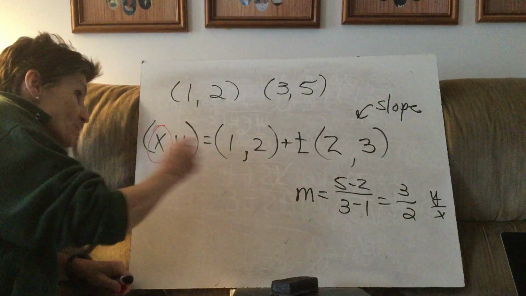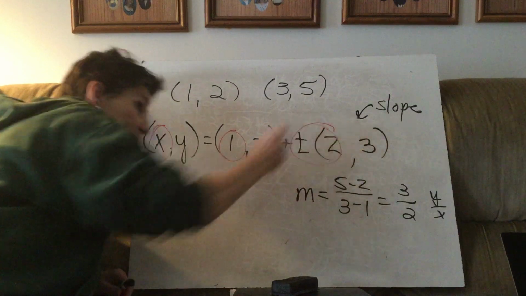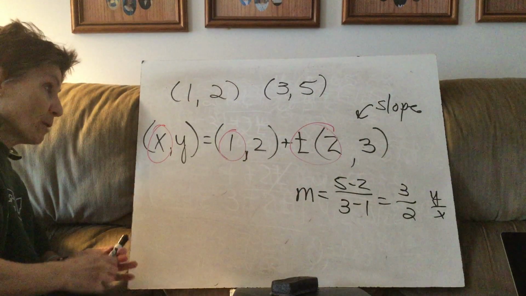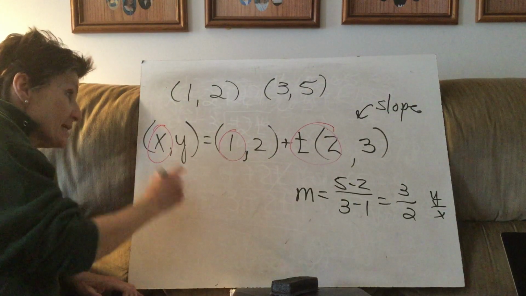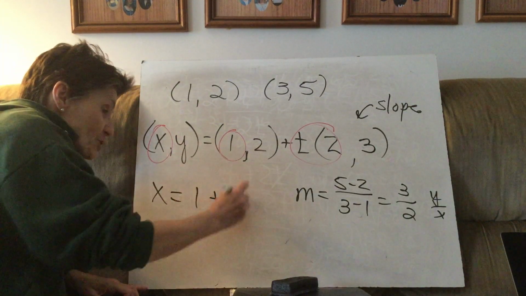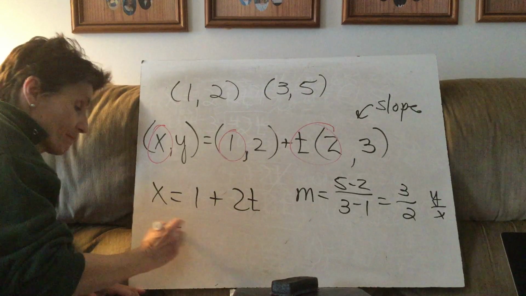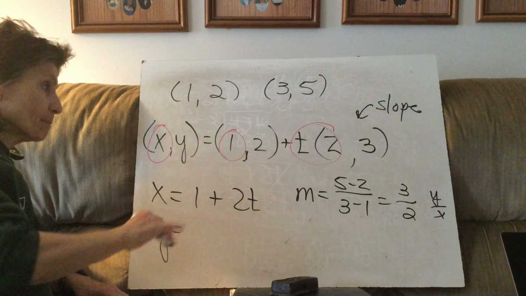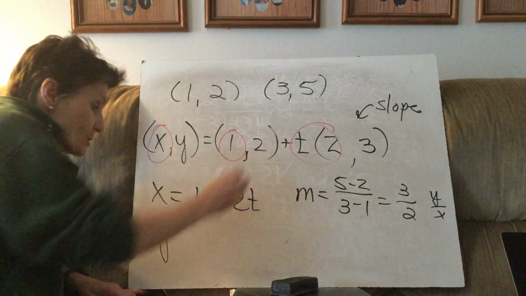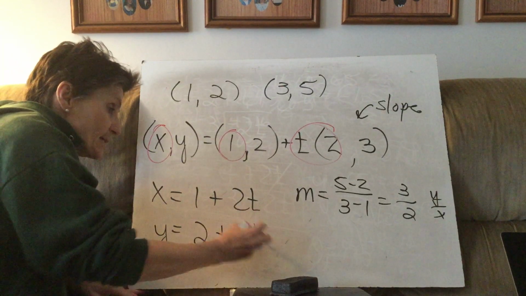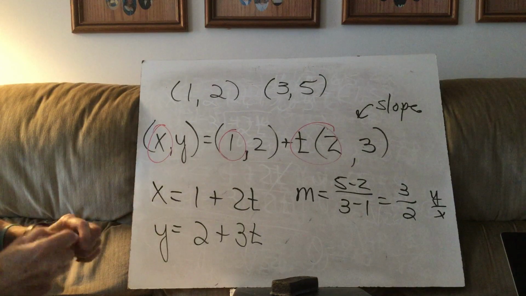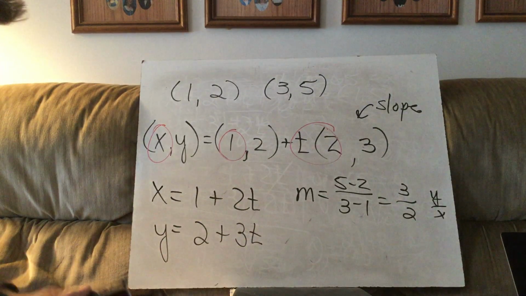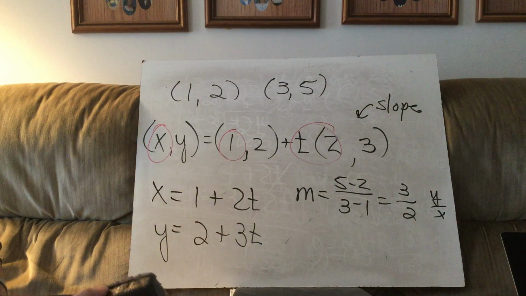Now, to write the parametric equations, we look at the first part of every parenthesis. There's 3 parentheses there. X equals 1 plus 2t. And then we look at the second part. Y equals 2 plus 3t. Remember, this t goes with both of those. And there are your parametric equations. Easy peasy.